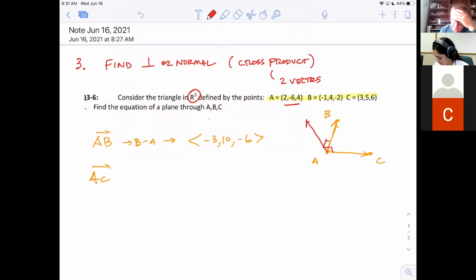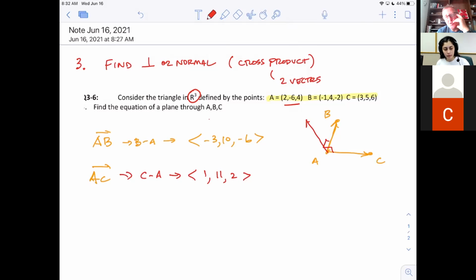So that's what I need. I need AC. Well, that's no different. I'm going to take C and then subtract A from it. So C minus A. 3 minus 2 is 1. 5 minus -6 is 11. 6 minus 4 is 2. And so now I have, as Vale said, 2 vectors that are actually in the plane of the triangle. They could be anywhere in the plane of that triangle. It's just the only points I know are these. And there's other vectors I could find.